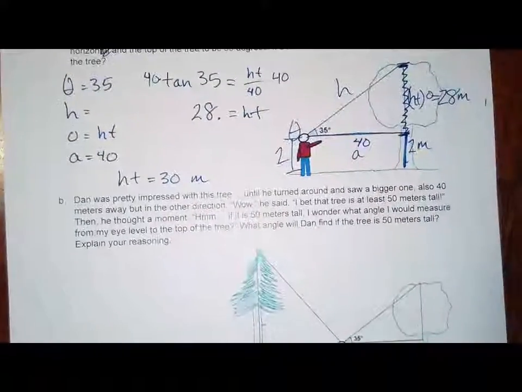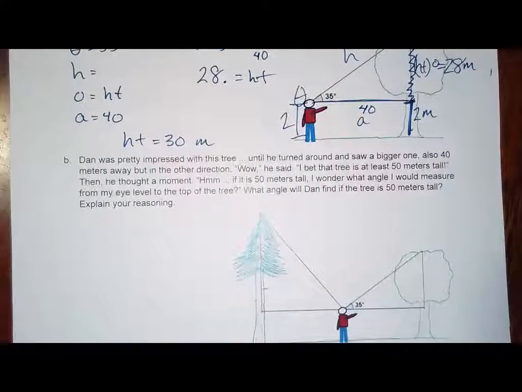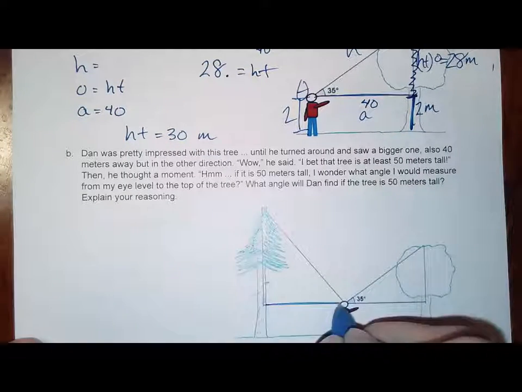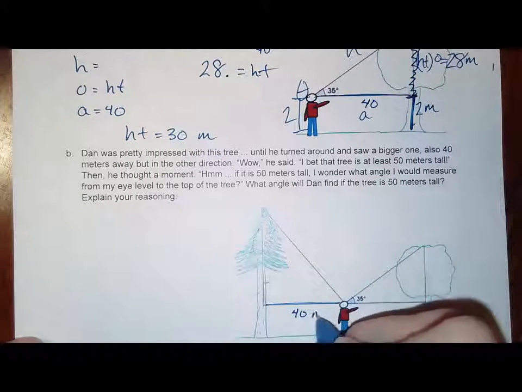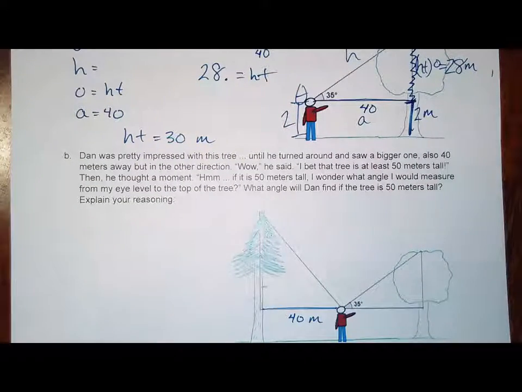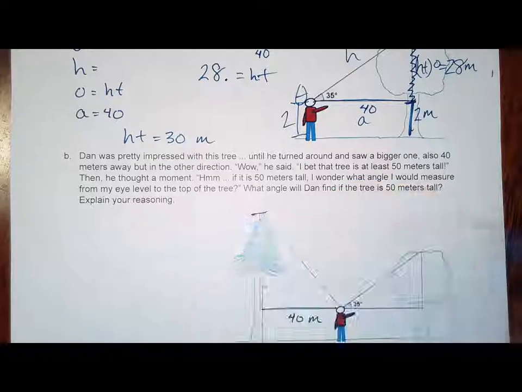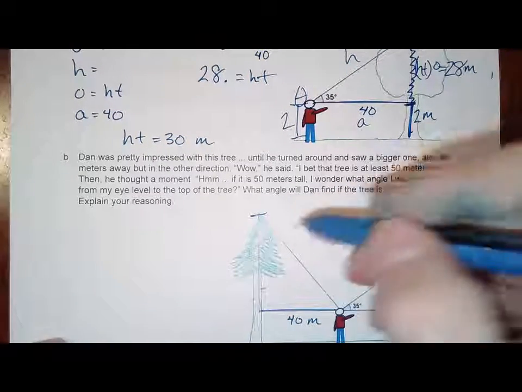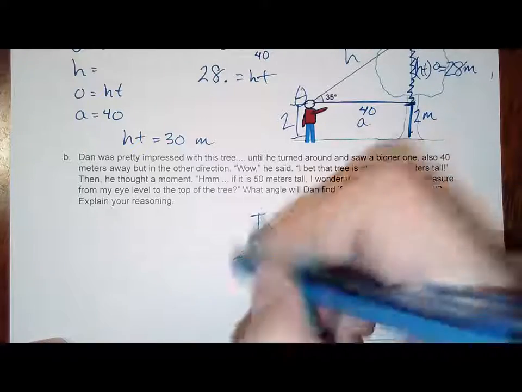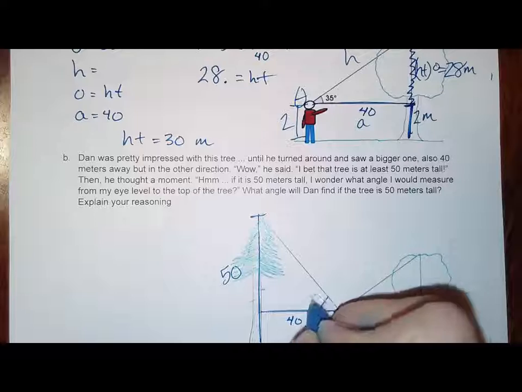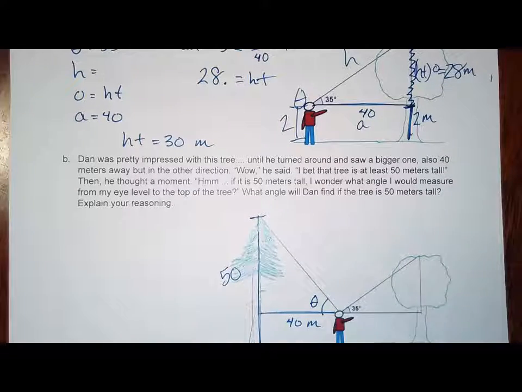Let's keep going. Part B. Dan was pretty impressed, but then he turned around and he saw a bigger one, also 40 meters away, but in the other direction. Wow, he said, I bet that tree is at least 50 meters tall. But then he thought for a moment, if this tree actually is 50 meters tall, I wonder what angle of elevation I would measure from my eye level to the top of the tree.